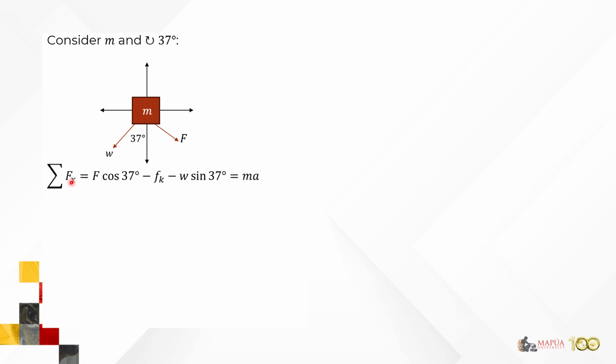So F sub x is basically the x component of F. Here, again, this is also 37 degrees, so cosine 37 degrees here, minus the kinetic friction. Remember, this block is moving, so it has kinetic friction. Minus, again, the horizontal component of the weight, and that is equal to mass times acceleration.